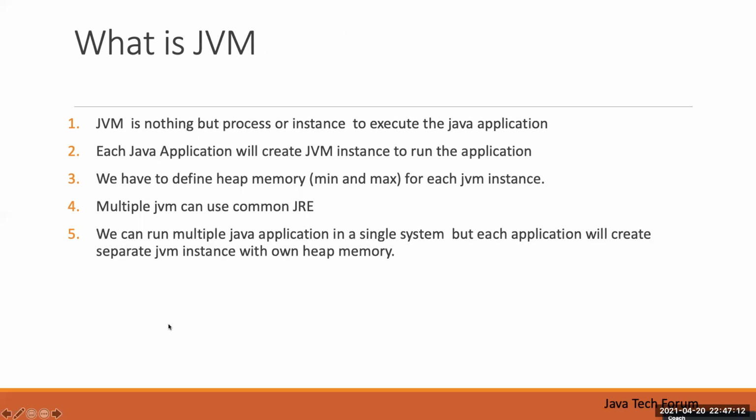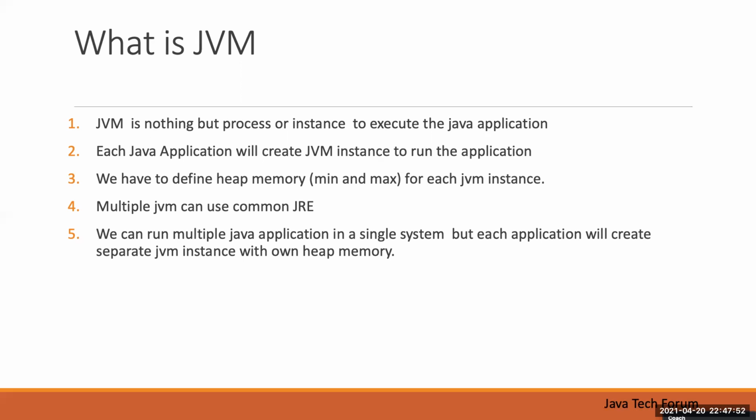So what is the JVM? The JVM is nothing but a process or instance to execute Java applications. Each Java application requires a JVM instance to run, and a JVM instance has separate heap memory configurations, heap memory and all the required resources.